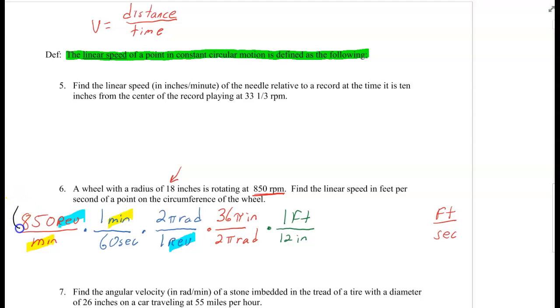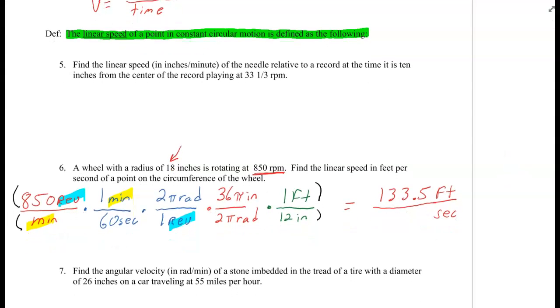As I mentioned, I like to put a parenthesis around the numerator, divide, parenthesis around the denominator, and when you type this into your calculator, you will end up getting 133.5 feet per second. Now I will point out that some people do this a little differently. I'm going to move this up here. Some people start out with 850 revolutions per minute. They still multiply by 1 minute over 60 seconds.